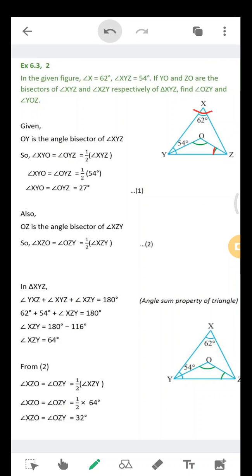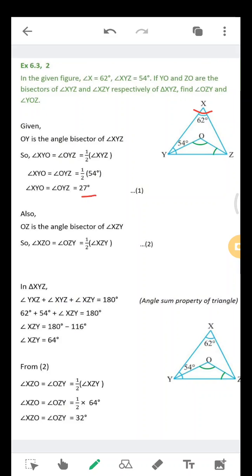Here I have written a few steps. Given OY is the angular bisector of XYZ, so I can say XYO is equal to OYZ is equal to half of XYZ, because OY is the bisector. So XYO and OYZ are equal to half of 54, because angle XYZ is 54. So half of 54 is 27.